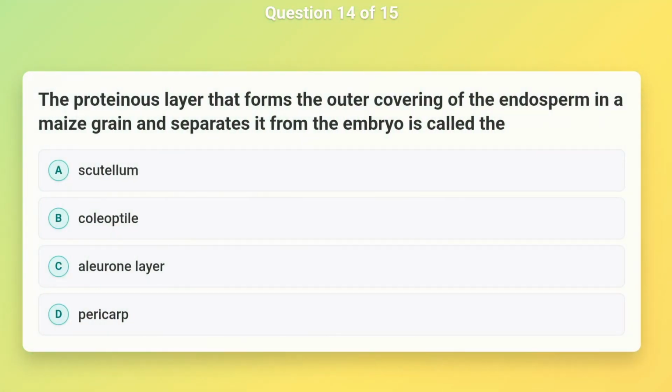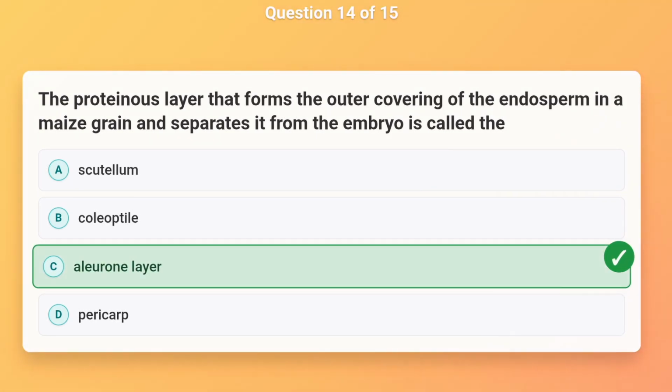The proteinous layer that forms the outer covering of the endosperm in a maize grain and separates it from the embryo is called the aleurone layer.